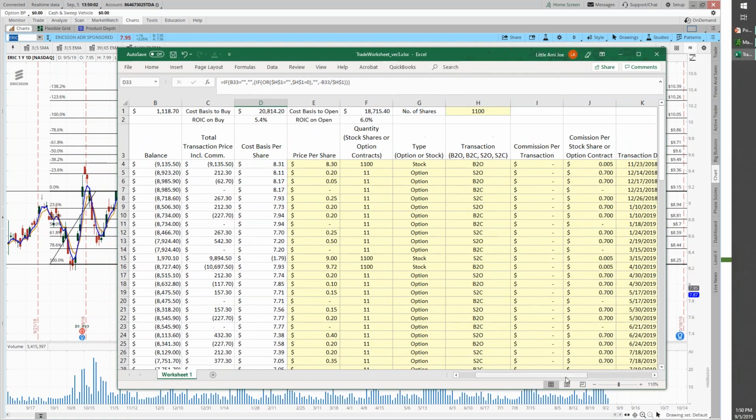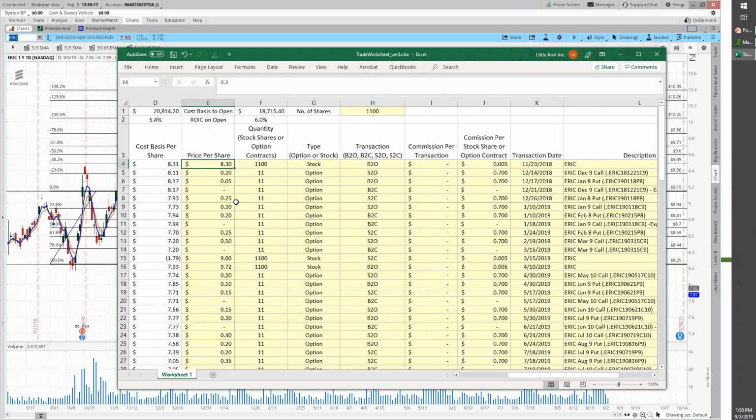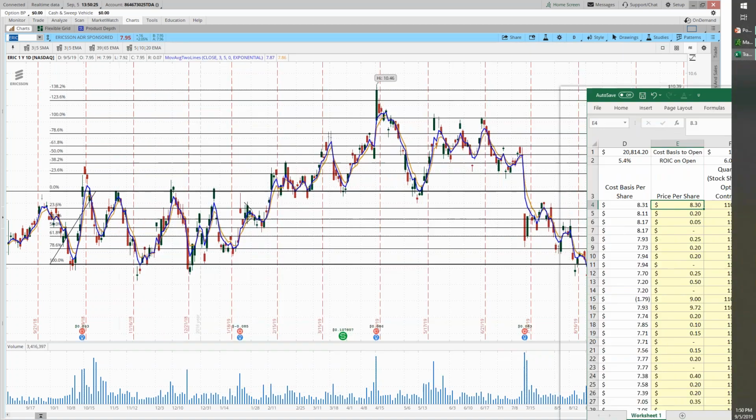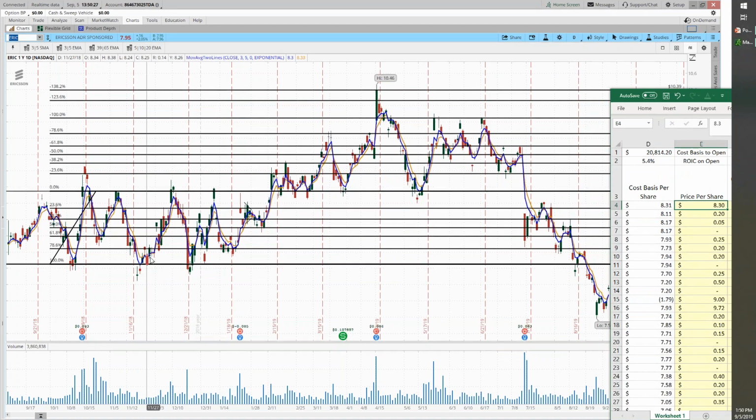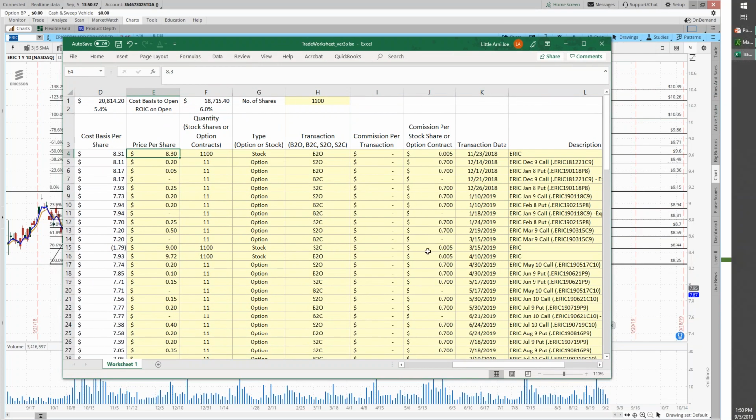We started off buying Ericsson on November 23rd. I bought 1,100 shares. I paid $8.30 a share, as you can see here. But what I want you to pay attention to is this cost basis. And I bought that, if you take a look at the date, November 23rd. Here is November 23rd. I bought it when we were at the low of a tested channel. As soon as we hit a high of that same tested channel, that's called legging in.